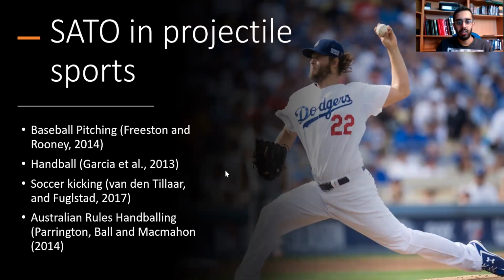In terms of speed and accuracy trade-off as a human performance model, we've seen it there in terms of the handheld stylus and manual or rapid aiming tasks, but it's also been used in the sporting domain as well, in terms of projectile sports such as baseball pitching, handball throwing, soccer kicking, and Australian rules handballing. Please feel free to refer to some of these studies for further information.